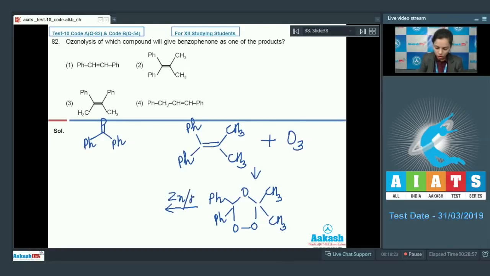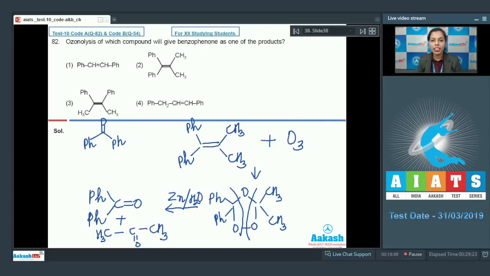In the presence of zinc and H2O, this is reductive ozonolysis, and this way there is the formation of benzophenone, and the other compound is acetone also. So plus acetone is formed. It means the compound given here in option 2 is the correct option, that is forming benzophenone. For other compounds you can also check. You will find only the benzophenone in case of the second option.